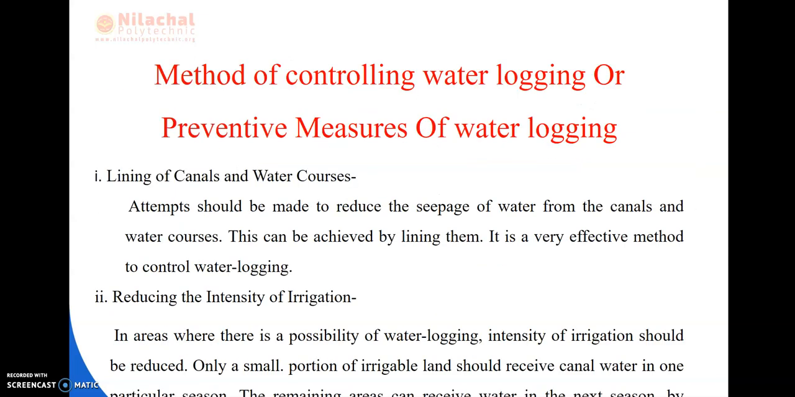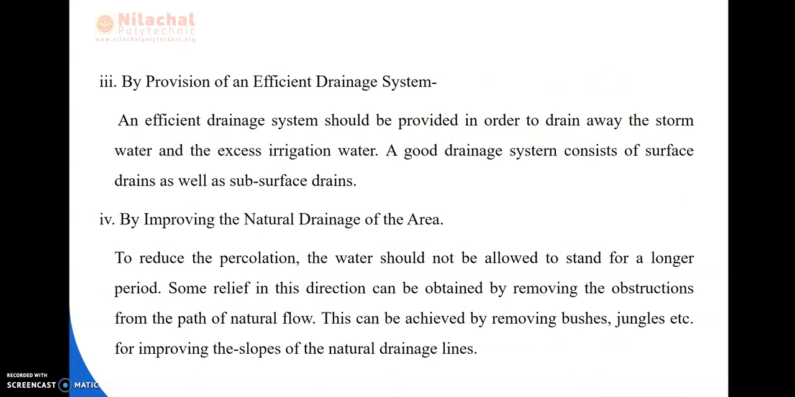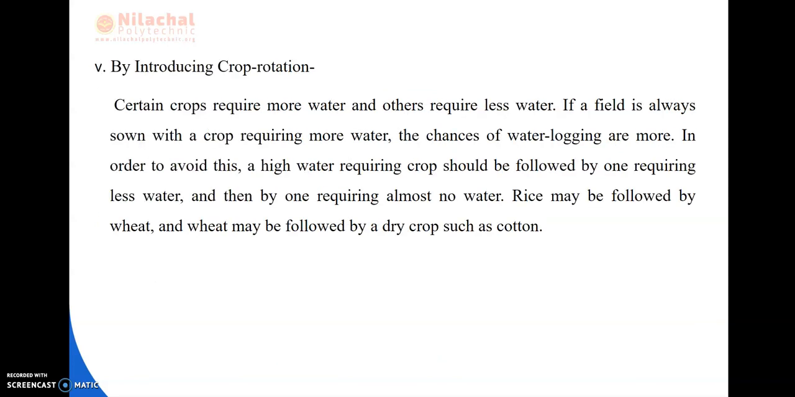So this is all about the preventive measures of the waterlogging. First is lining of canals and water courses. Next is reducing the intensity of irrigation. Next, by provision of an efficient drainage system, by improving the natural drainage of the area. Last one, by introducing crop rotation.